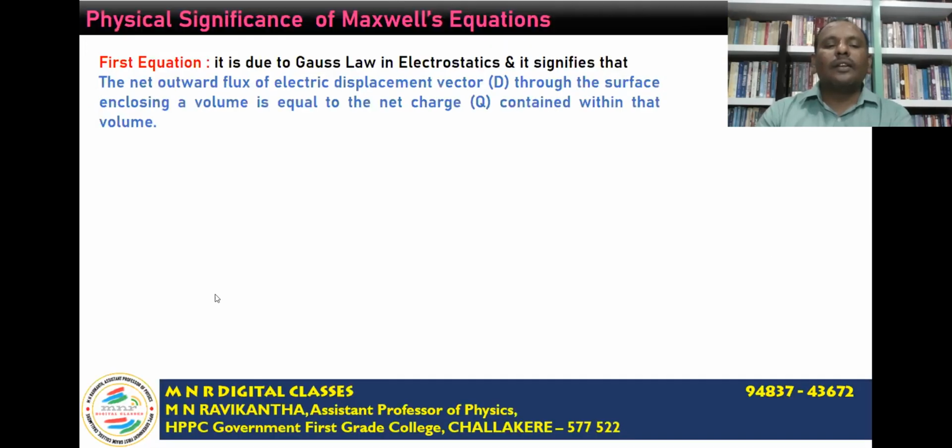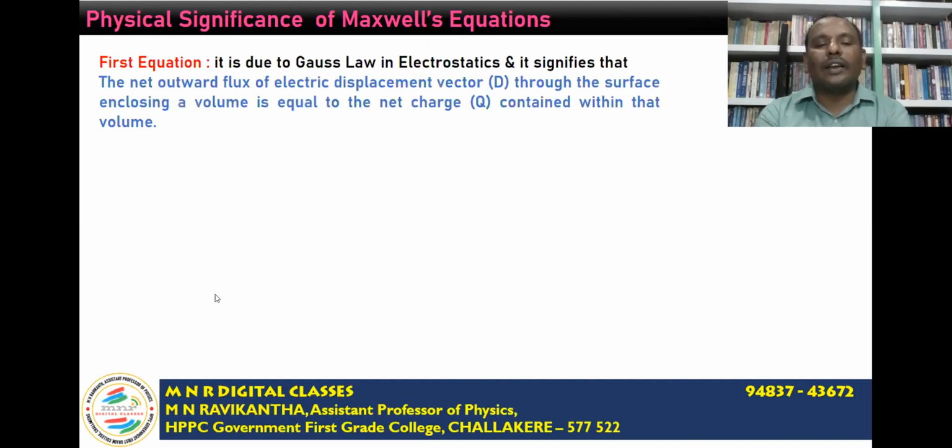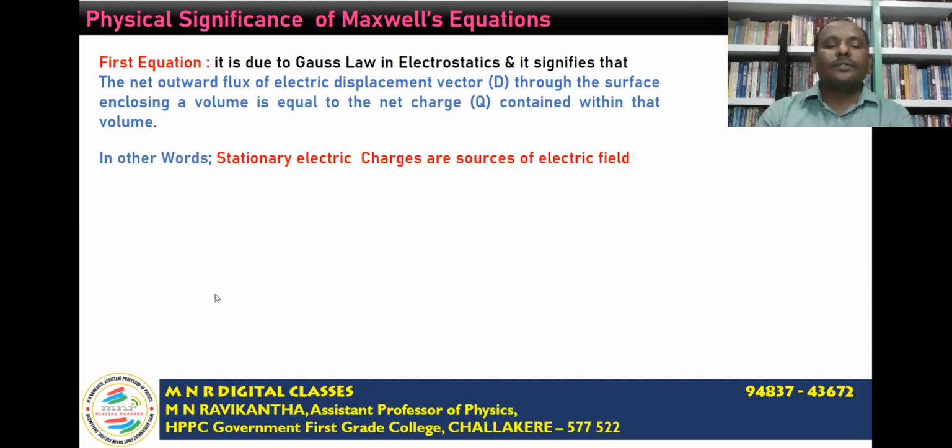Now let us understand the physical significance of these four equations. The first equation is due to Gauss's law in electrostatics, and it signifies that the net outward flux of electric displacement vector D through any closed surface enclosing a volume V is equal to the net charge contained within that volume. In other words, we can say that static electric charges are the sources of electric field.